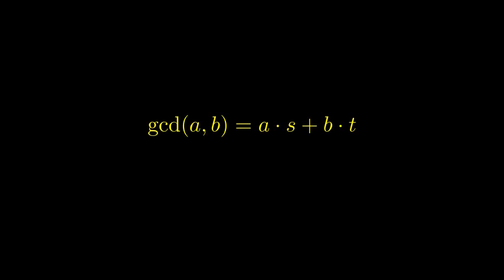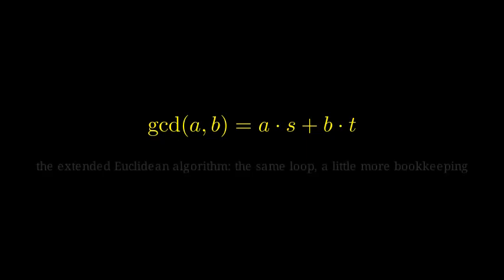Recognizing the structure does more than hand you one algorithm. It hands you a whole family of them. The extended Euclidean algorithm runs the very same loop while tracking a little extra bookkeeping, and out falls Bezout's identity. The greatest common divisor of a and b can always be written as a times some polynomial s, plus b times another polynomial t. The proof for integers and the proof for polynomials are, line for line, the same proof.